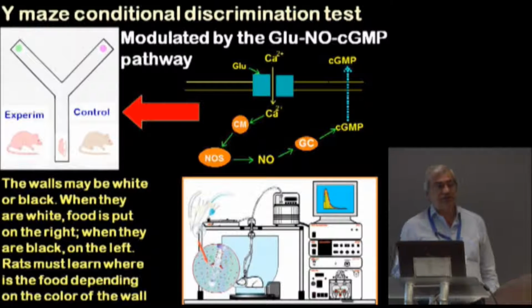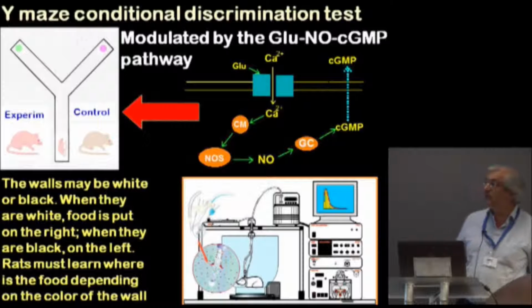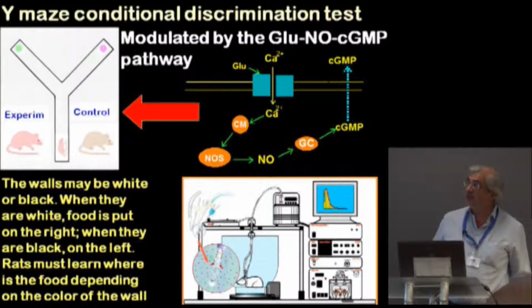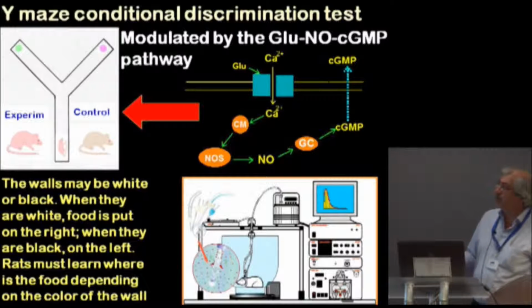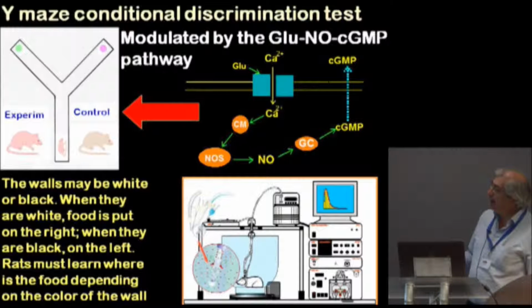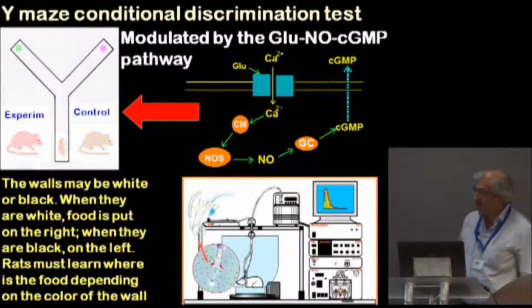We have been using this test for many years, and we have found that the ability to learn this test is modulated by the function of the glutamate-nitric oxide-cyclic GMP pathway. Activation of NMDA receptors increases calcium in the postsynaptic neuron. Calcium binds to calmodulin and activates nitric oxide synthase, increasing nitric oxide, which activates guanylate cyclase, increasing cyclic GMP. And part of this cyclic GMP is released to the extracellular fluid, and this allows us to measure the function of this pathway in vivo by using microdialysis in freely moving rats.